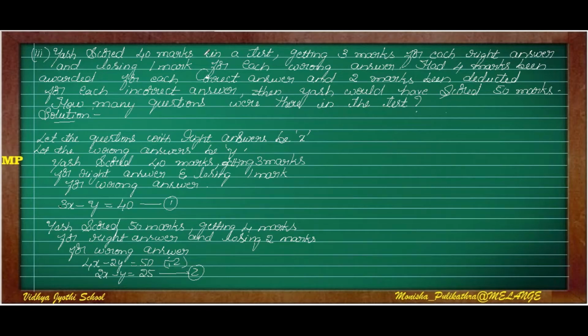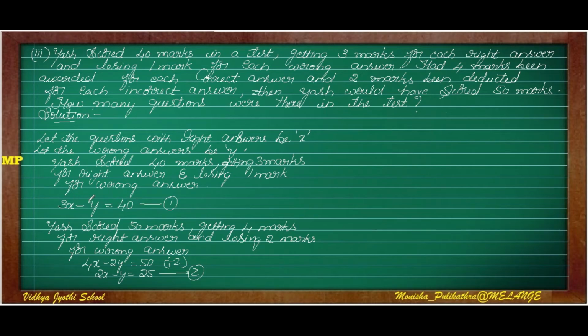So here Yash scored 40 marks in a test, getting 3 marks for each right answer and losing 1 mark for each wrong answer. In the same way, 4 marks for the correct answer and 2 marks deducted for the incorrect answer, and he scored 50 marks. So according to that, we have written two equations.